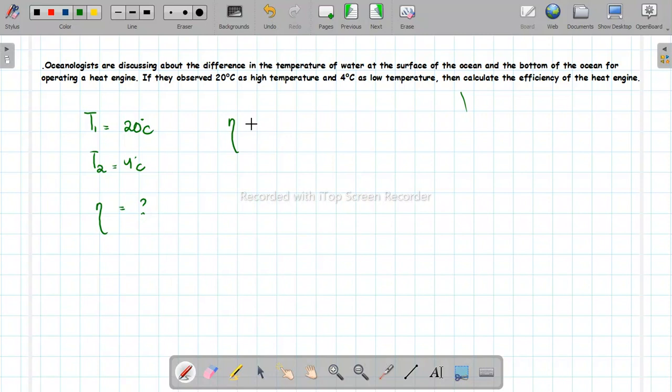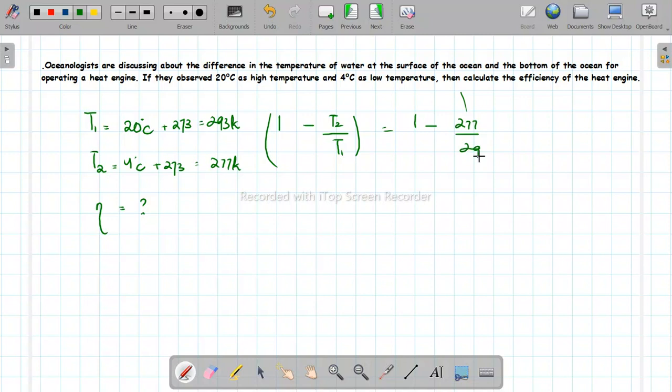So first of all, recall the formula for efficiency in terms of temperature. We know that efficiency is 1 minus the temperature of the sink over the temperature of the source. It has already been established that we must put in the values of temperature in Kelvin and not in degrees centigrade. So first convert these centigrades to Kelvin by adding 273. So the temperature of the source becomes 293 Kelvin, whereas the temperature of the sink becomes 277 Kelvin. Just put in these values here: 1 minus 277 over 293. Divide these values, take 1 minus the answer, and then you will get the efficiency.